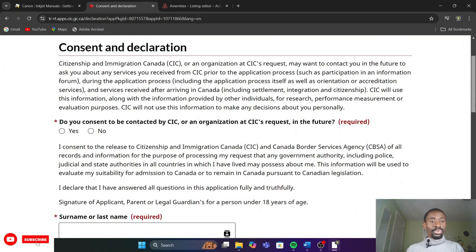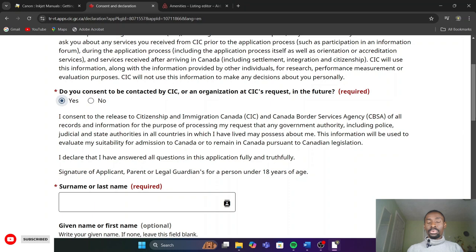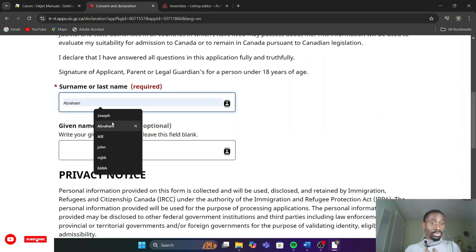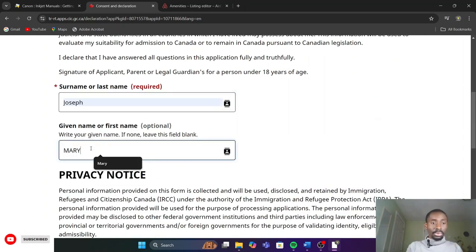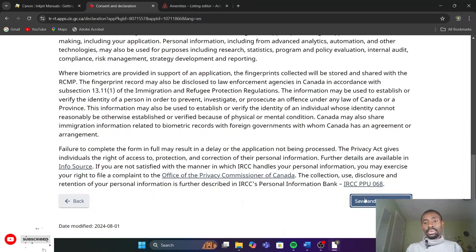Once you move forward from this page, now do you consent? Yes, sure. So now put your name. What's the name of our mother? Put your mother's name, or Mother Mary. Your mother's name here. Then save and continue.